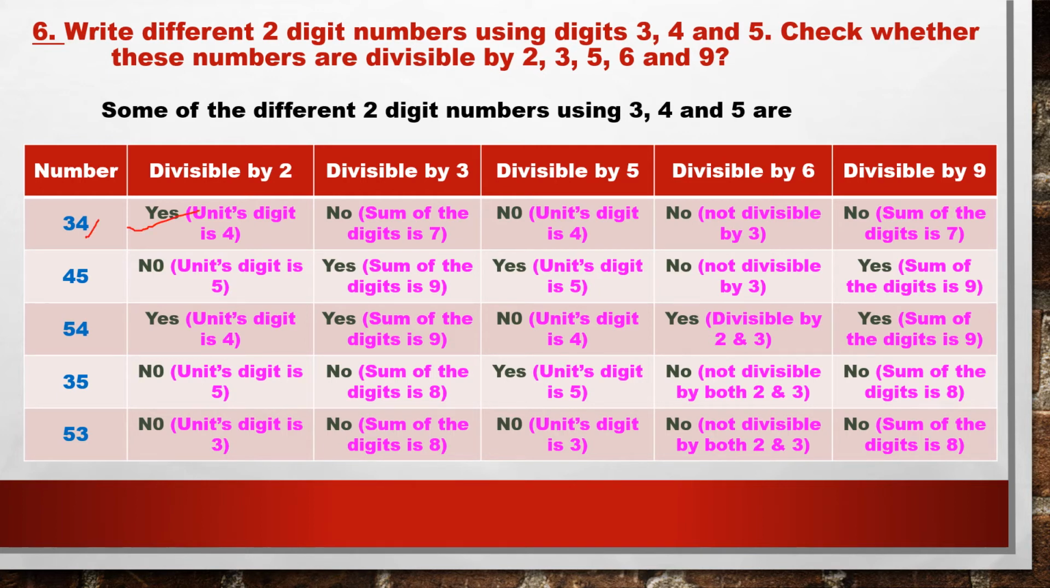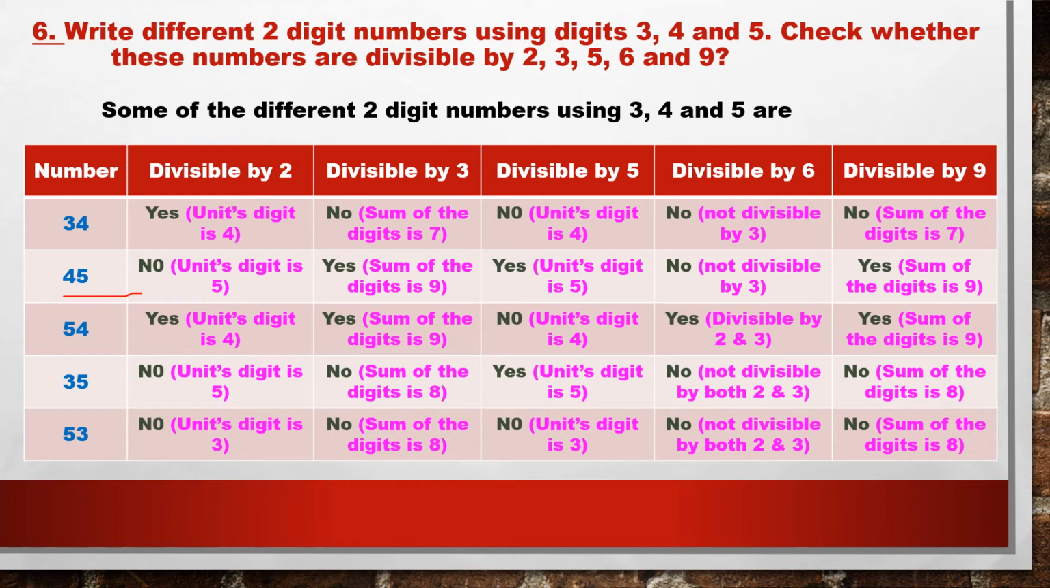Okay. The summation of the digits is 7, so it is not divisible by 3. Last digit is not 0 or 5, so it is not divisible by 5. 6 means it should be divisible by both 2 and 3, but as it is not divisible by 3, it is not divisible by 6. Okay. 9 means the summation should go in 9 table, but it is 7, so it is not divisible by 9. Okay. Similarly for the next question, 45.